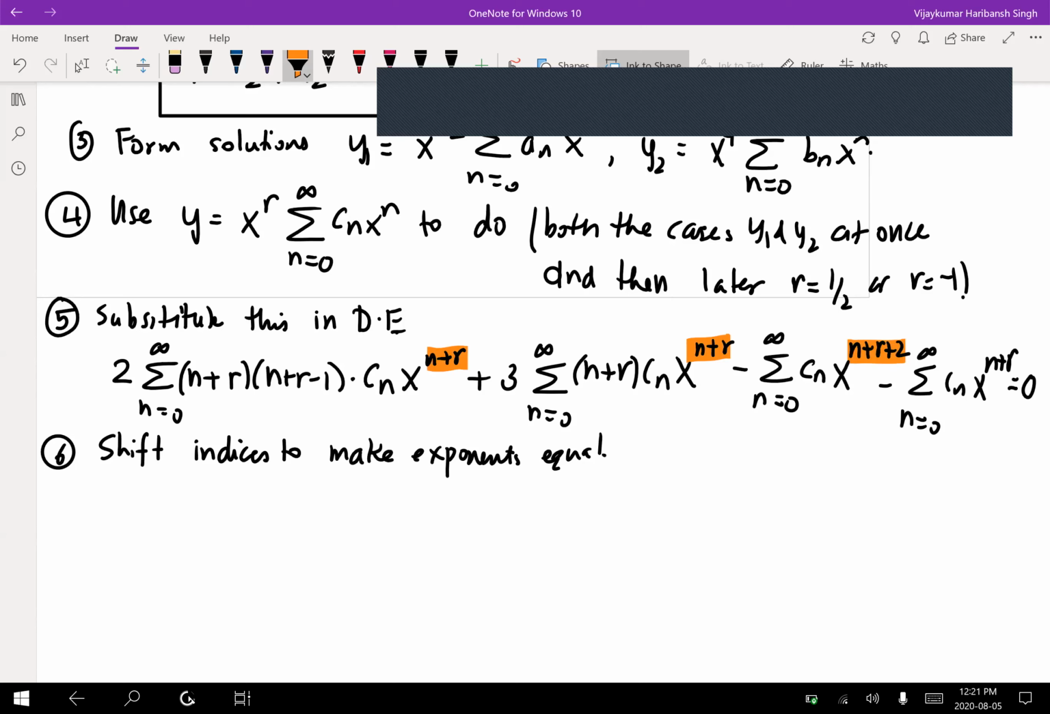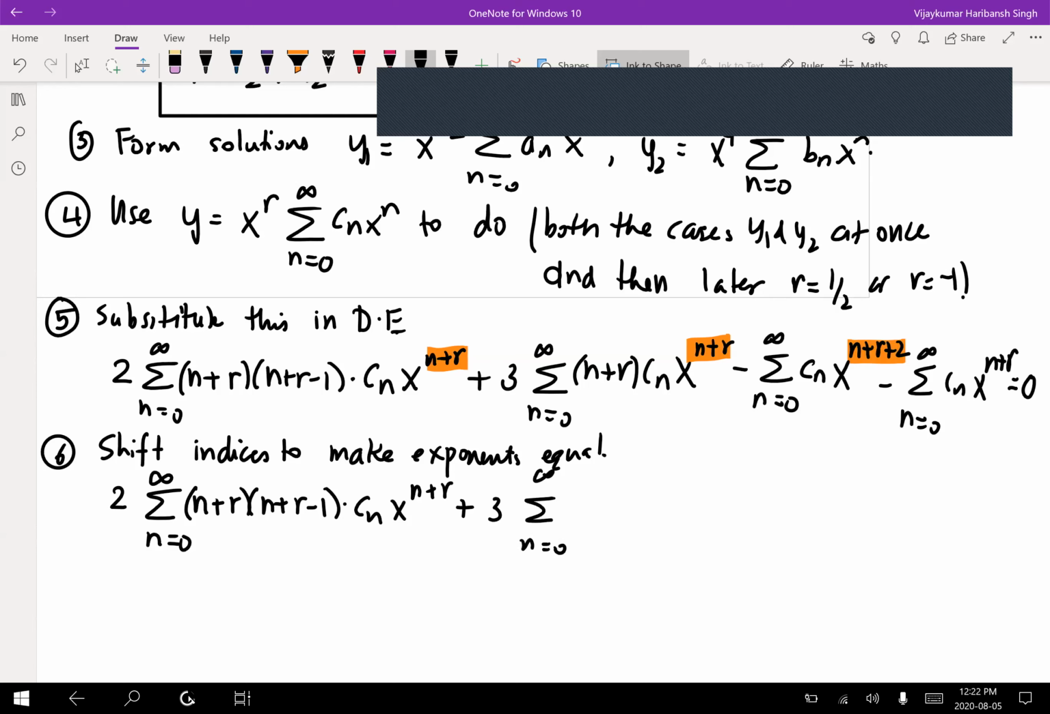So we'll get 2 summation n equals 0 to infinity (n plus r)(n plus r minus 1) cn x to the n plus r, plus 3 summation n equals 0 to infinity (n plus r) cn x to the n plus r, minus summation n equals 2 to infinity c(n minus 2) x to the power n plus r, minus summation n equals 0 to infinity cn x to the n plus r equals 0.